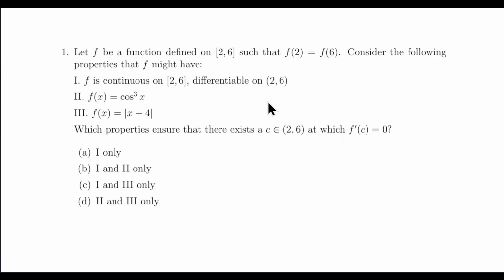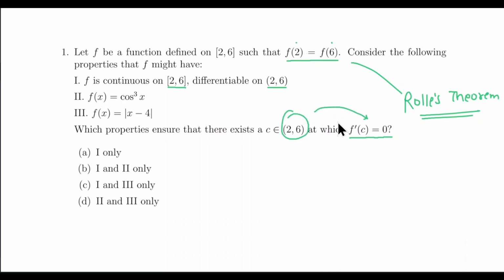What does this remind you of? This setup, that f(2) is equal to f(6) and f prime of c is equal to 0, reminds me of Rolle's theorem. I hope it reminds you as well. Rolle's theorem states that if a function is continuous on a closed interval and differentiable on an open interval, and f(a) is equal to f(b), as in f(2) is equal to f(6), then there exists at least one value of c within the interval 2 to 6 such that the derivative at that point is 0. That's what Rolle's theorem suggests.